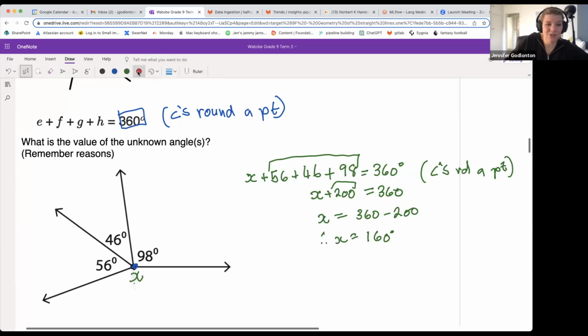And again, just so you know where the marks would be, you'd get a mark for your statement, a mark for your reason, and a mark for your answer.